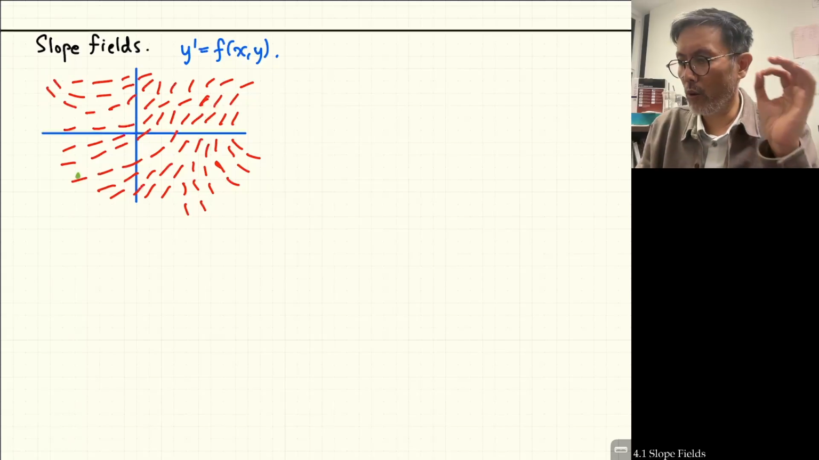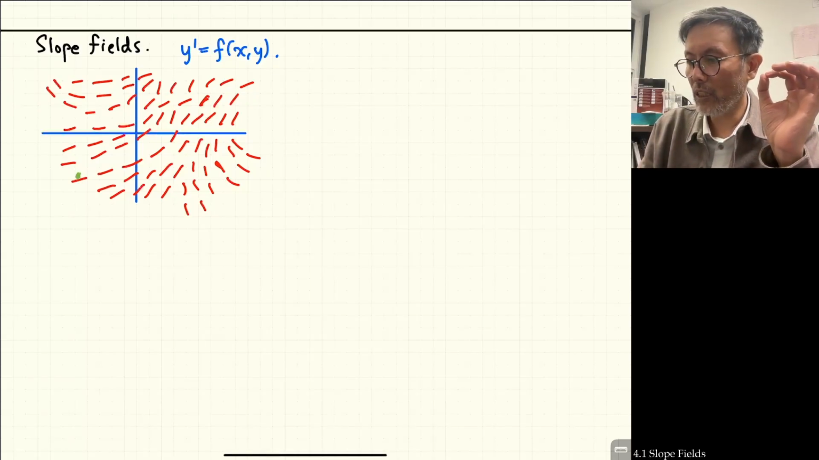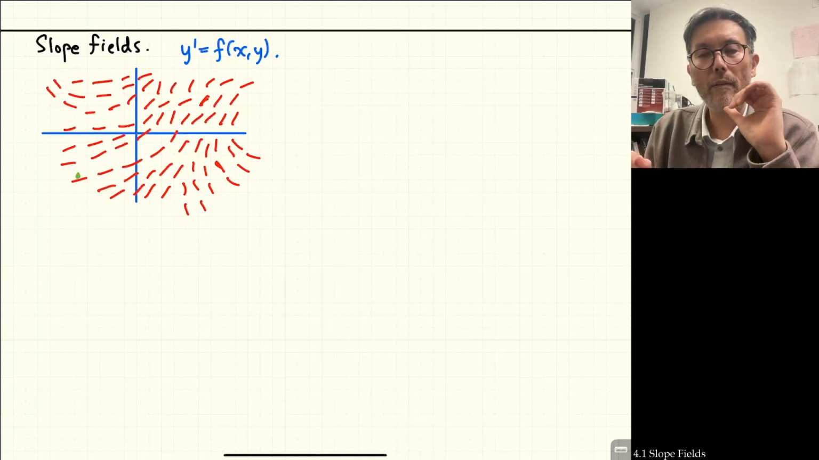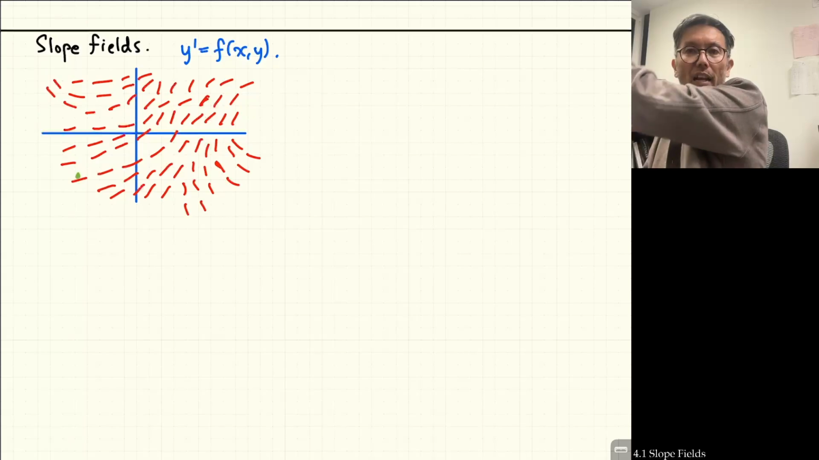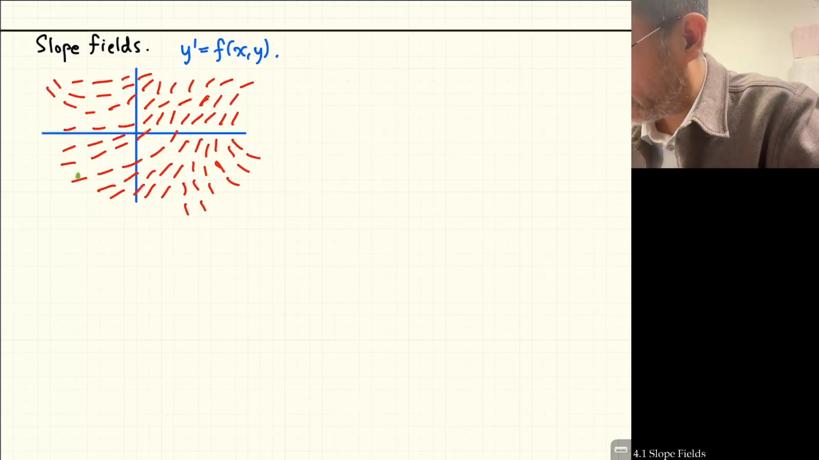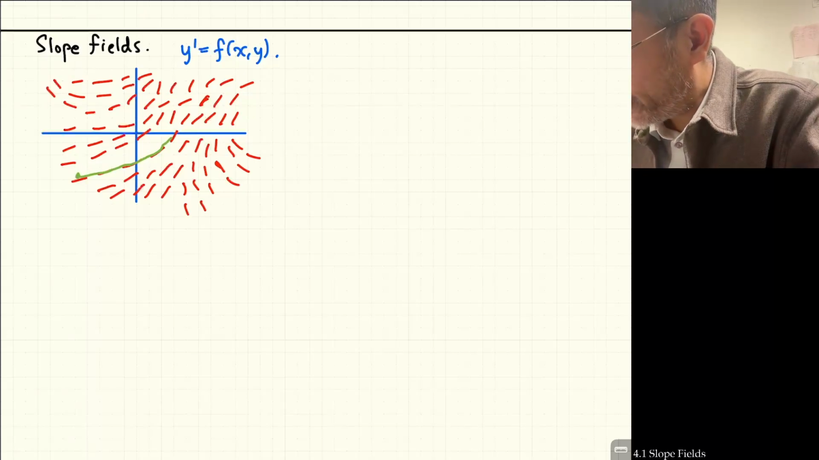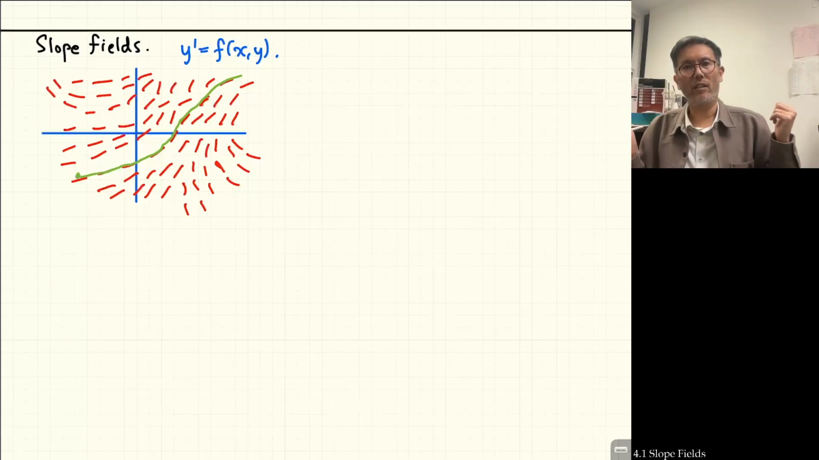Let me say it again. We're going to draw a curve in green, starting from this point right here that I've already drawn, so that the slope field is tangent at every point along that curve. So if I do that here, we go along here, and I'm trying to draw it so that the red line segments are tangent to this curve, something like that. Yeah? You could imagine such a thing.